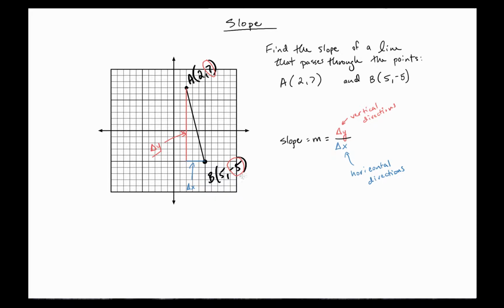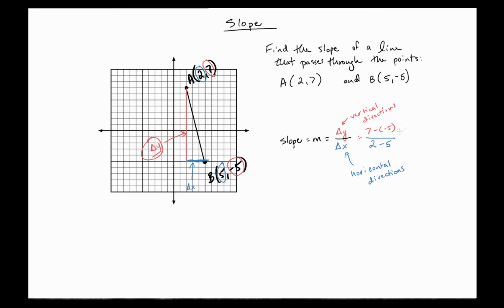In this case, order does matter, so I want to stay consistent. 7 minus -5 will give me my change in y, my vertical leg. And then I'll go in the same order. So I started with the 7, so I'll start with the 2 minus 5 to find that horizontal leg here. Well, that should give me my change in y over my change in x.